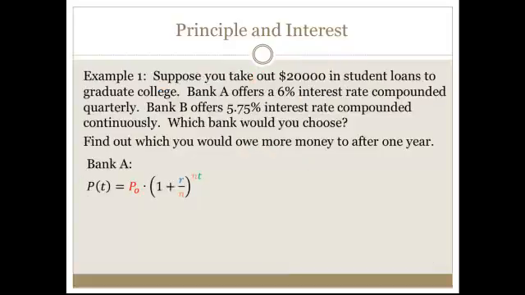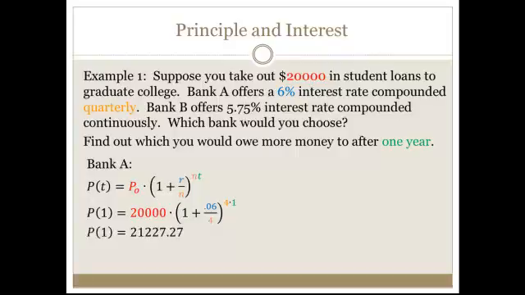For Bank A, we would use the model P(T) = P0 times (1 + R/N)^(NT). The amount we would owe after 1 year is given by $20,000, the amount we borrowed, times (1 + 0.06, our interest rate, divided by 4), all to the 4 times 1. Note that quarterly means we compound 4 times per year. Evaluating this, we get that P(1) equals $21,227.27.